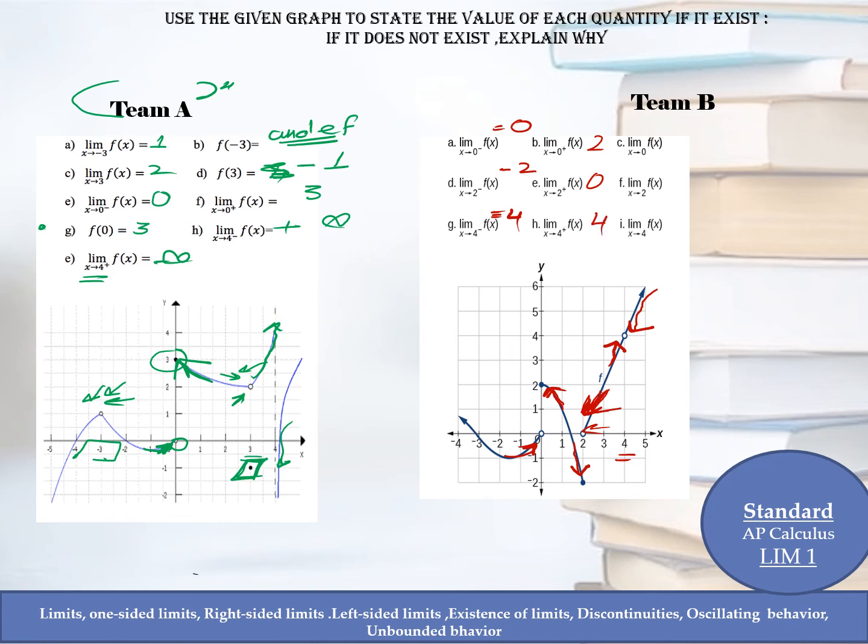Now the limit as x approaches 0. If you look at 0 closely, you will see that both lines are separated from each other, so you will say that the limit does not exist. Now x approaches 2. Again at 2, the lines are not meeting at the same point, so the limit does not exist. Now at 4, both lines are meeting at the same point, where the y value is 4. So this is our answer.